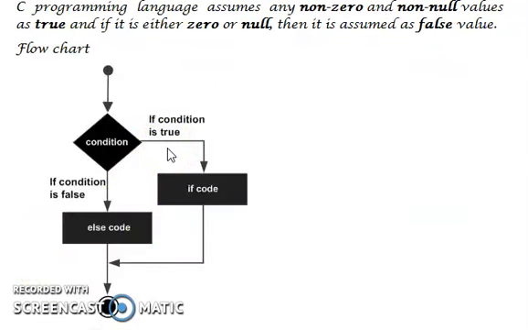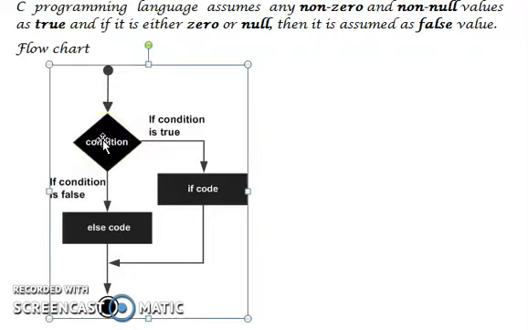Now look at the flow chart, how the if else statement is going to work. Consider this is the if statement. We will write the Boolean expression or the condition. Consider A equal to 5, B equal to 10. If A is greater than B, that is, 5 is greater than 10. If the condition is true, the if code will be executed. If the condition is false, the else code will be executed. Then the next statement.